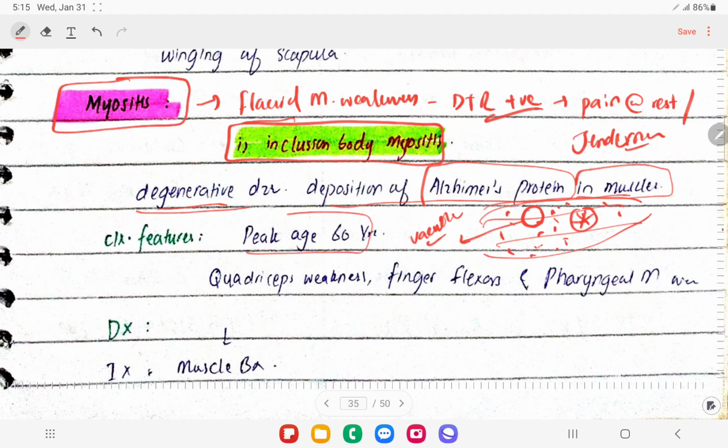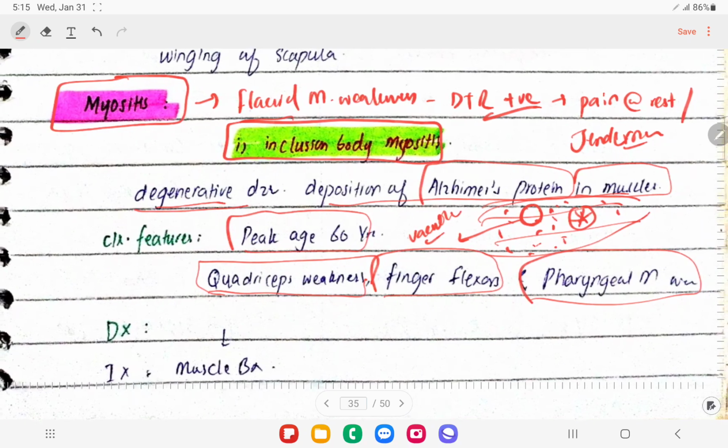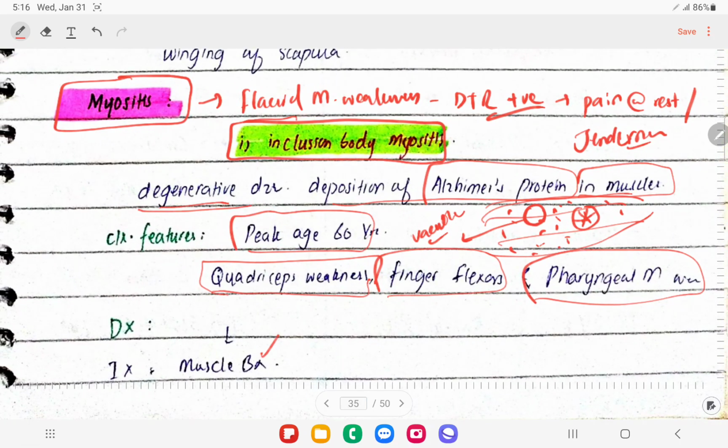So it starts in middle-aged people, and the peak age is 60 years. Mostly the distal lower limb muscles are involved, so the quadriceps are involved here, and if we talk about the upper limb, the finger flexors and phalangeal muscles are also involved in these patients. We're going to diagnose this on muscle biopsy, and it has a poor response to steroids, so there is no specific treatment for this, right?